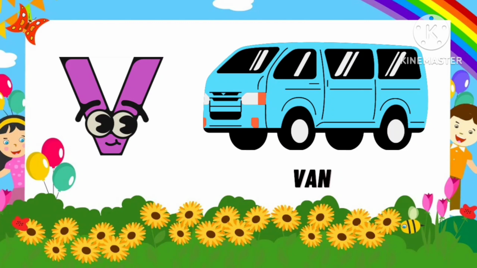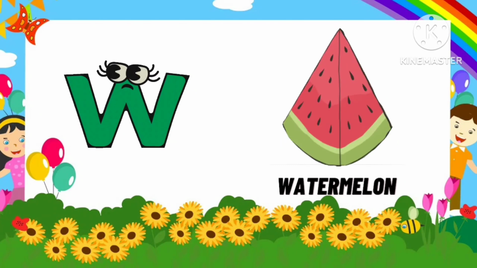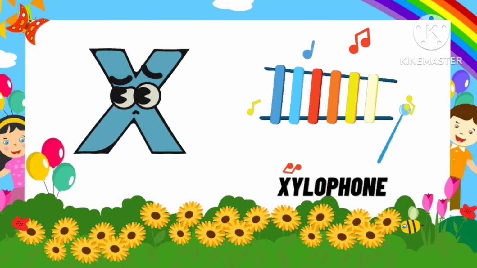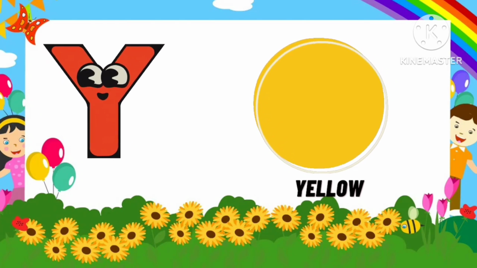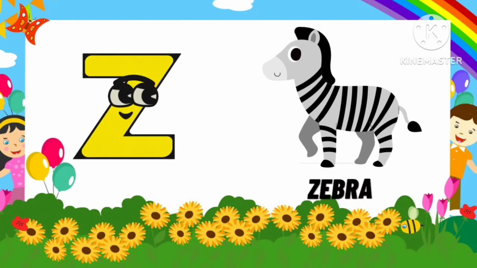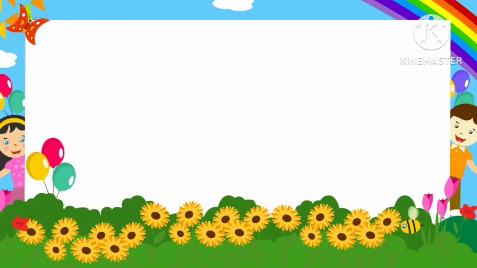V for van. W for watermelon. X for xylophone. Y for arrow. Z for zebra.